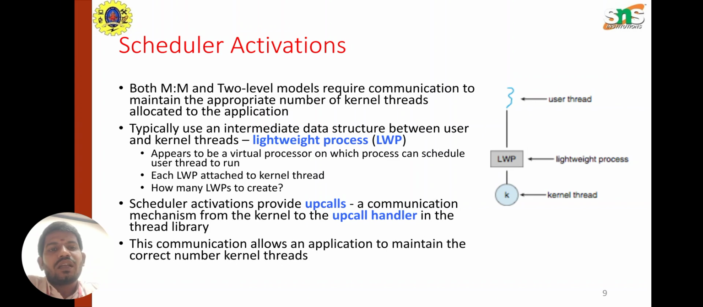How many LWPs should be created? Scheduler activation provides upcalls, a communication mechanism from the kernel to the upcall handler in the thread library. This communication allows an application to maintain the correct number of kernel threads. For example, the user thread, the lightweight process and the kernel thread are shown on the right side.